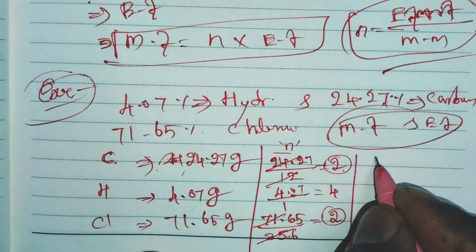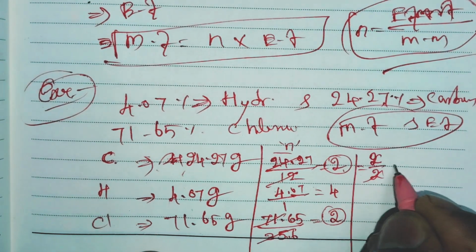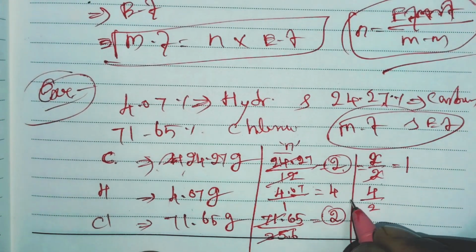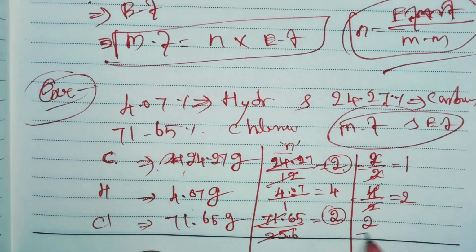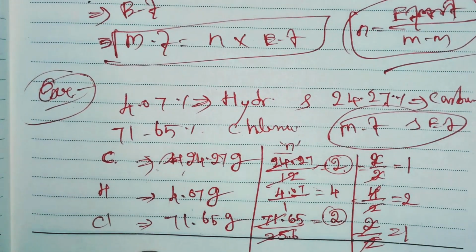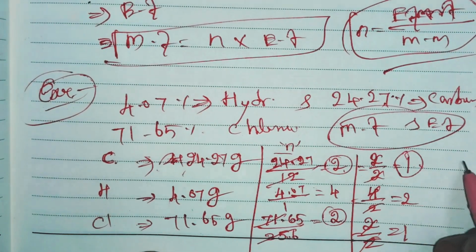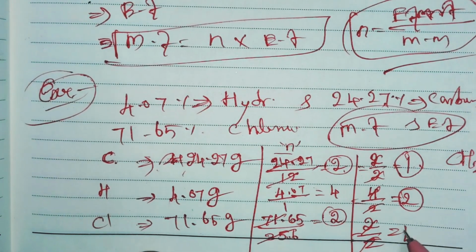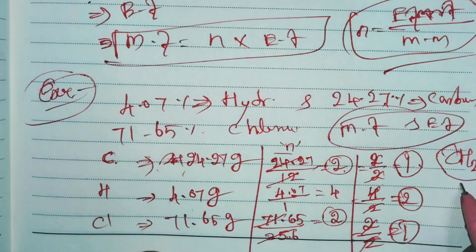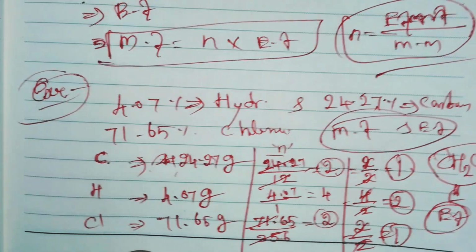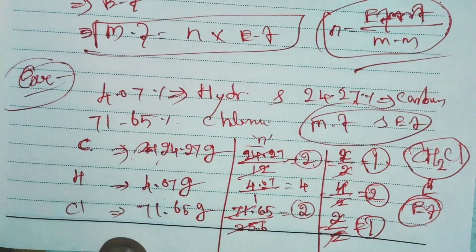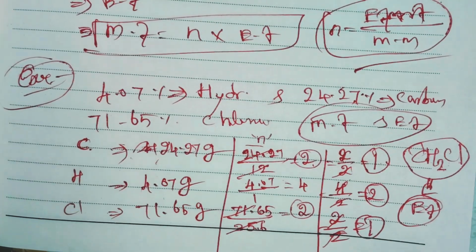So 2 divided by 2 cancels out as 1. 4 divided by 2 is 2. And 2 divided by 2 is 1. So carbon is 1, hydrogen is 2, and chlorine is 1. This is the empirical formula, CH2Cl. That's the empirical formula. Now we can go to the molecular formula finding.